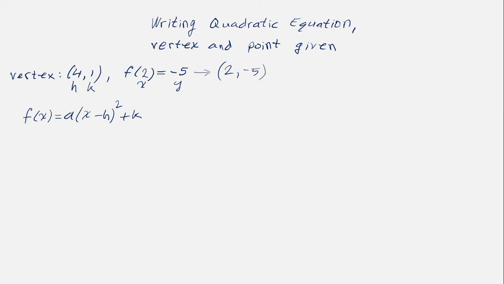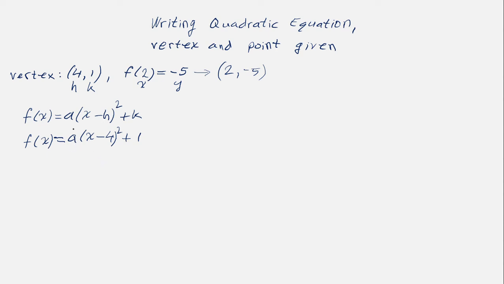The vertex is (4, 1), so our h and k can be replaced with that. So this is (x minus h), which is 4, squared, and then k is 1. We need to remember that 4 is going to change the sign. So 4 is positive here, but becomes negative here. So what we have is f(x) equals a times (x minus 4) squared plus 1.